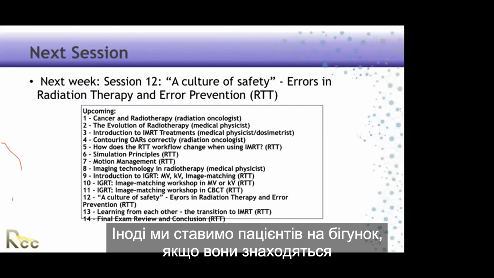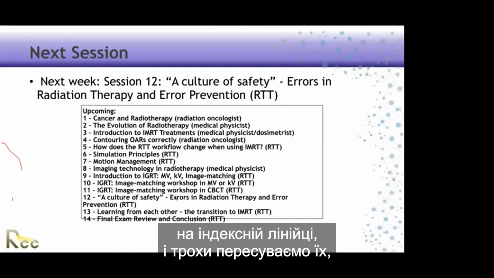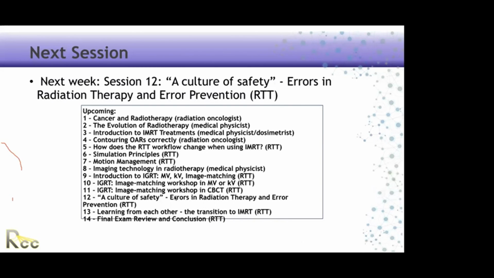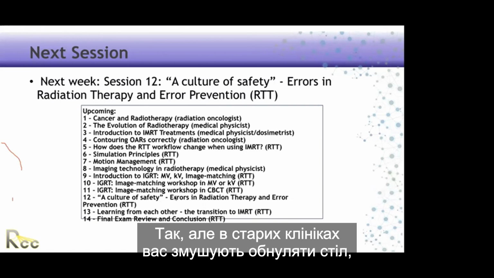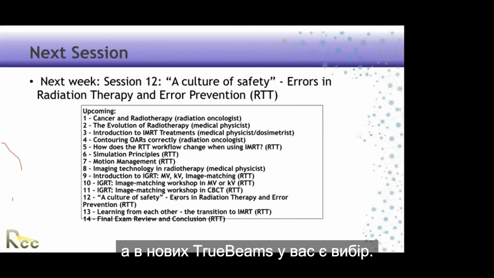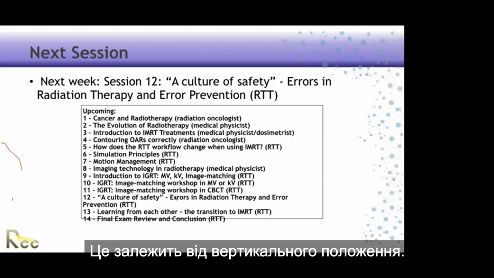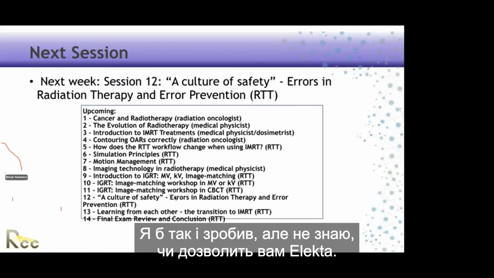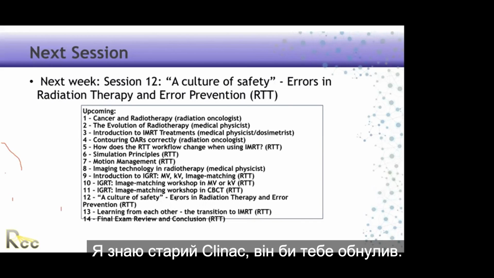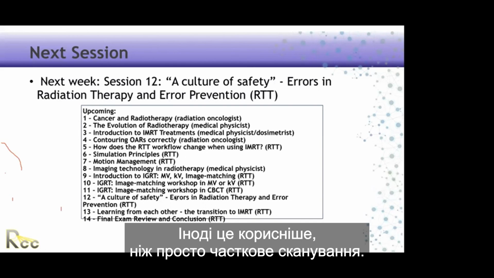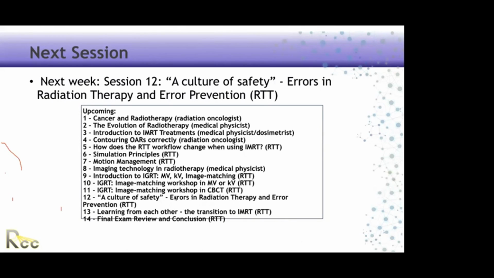Sometimes we put patients on a slider bar, if they're on an index bar, and move them over if we're at the limit, so you catch them in the field of view. Oh, okay. The older Clinacs make you 0 the couch, where on the newer TrueBeams you have the option. So it's really site specific. It kind of depends on the vert. I don't know if the Elekta will let you. I know the old Clinac would make you 0 out if you slide over, and sometimes that's less helpful than just doing a partial scan. Great point.